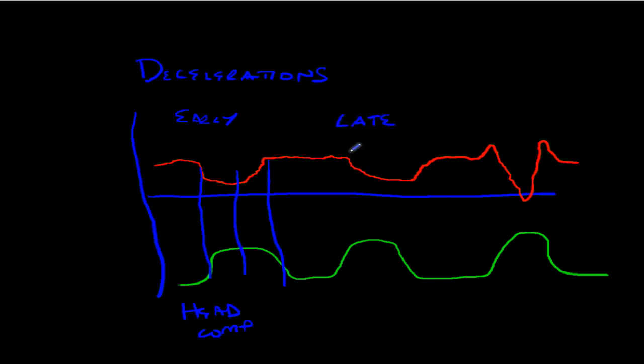Late deceleration, again, gradual decrease, gradual increase. Again, looks to be symmetric. However, as we start our contraction here, our baseline is about the same. We start to get a decrease in our baseline heart rate. However, the peak of the contraction does not necessarily line up with the nadir of our deceleration. And once our contraction is over, we're still not back at our baseline. And this really has to do with perfusion.